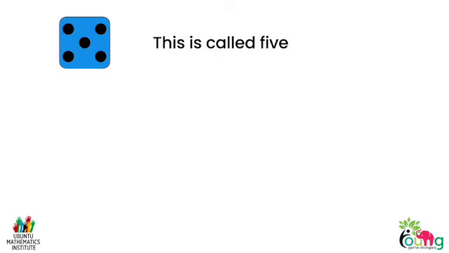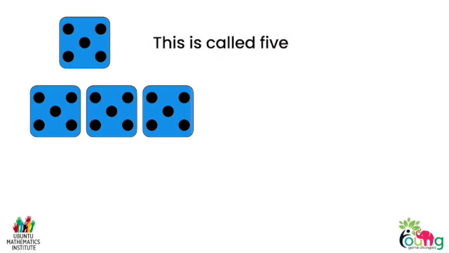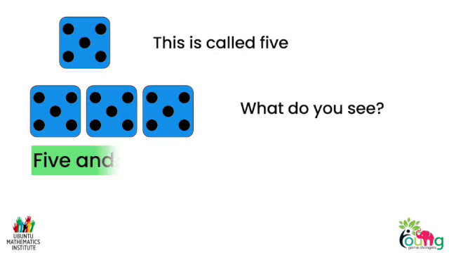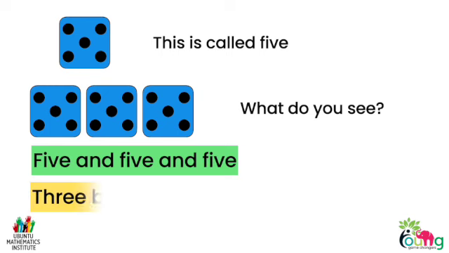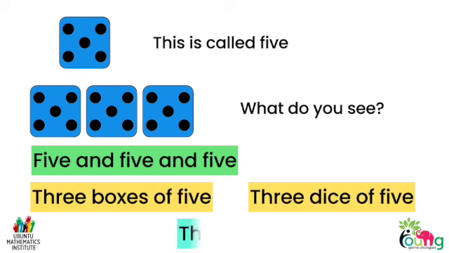This is called 5. So what do you see here? You would see 5 and 5 and 5, or 3 boxes of 5. Or we could talk about 3 dice of 5, or 3 5s. The important thing here is that a child is talking about one quantity in terms of another quantity, which lays a very important basis later for multiplicative reasoning.